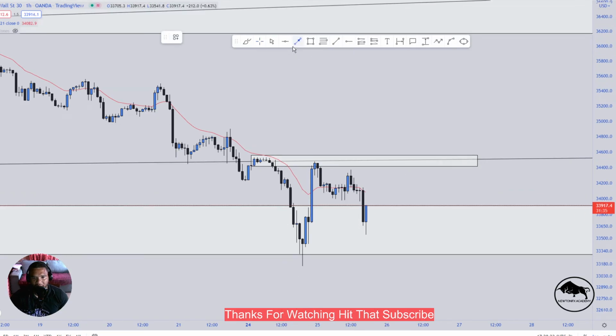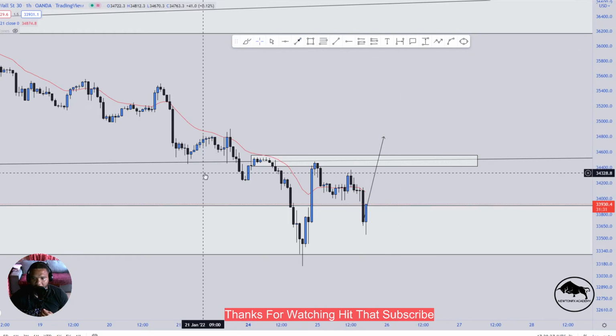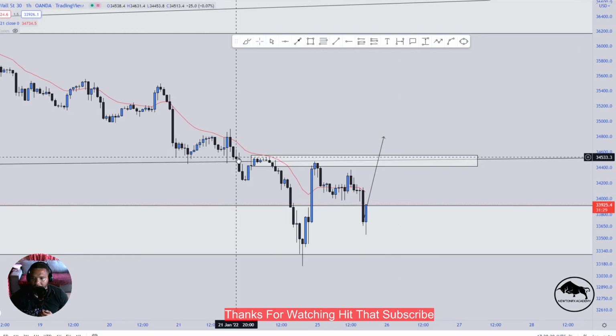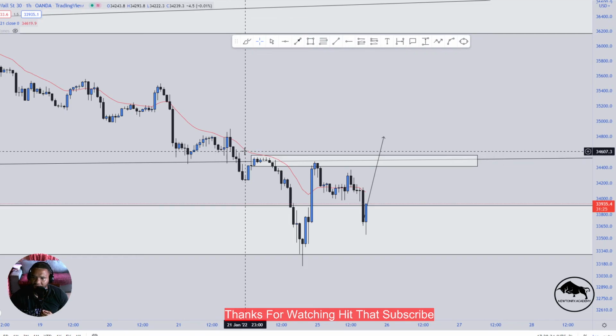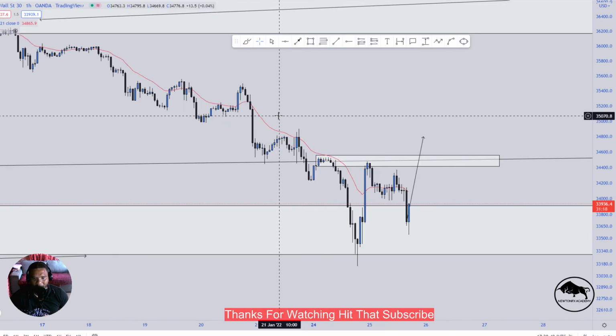I will basically be trying to turn my bias once we start to break out of this area here at 34,600, right? Then I will basically look for buys, right? But for now, gang, the market is not clean, right? It's not a clear structure.